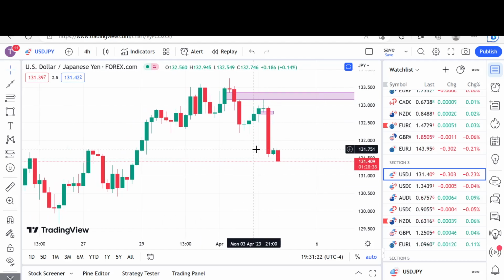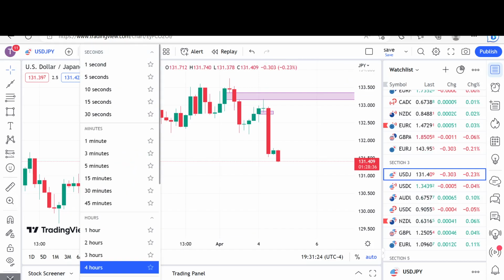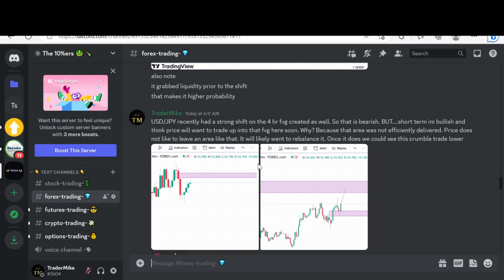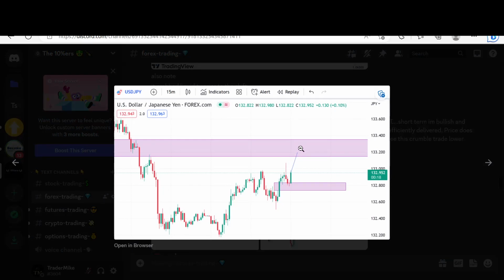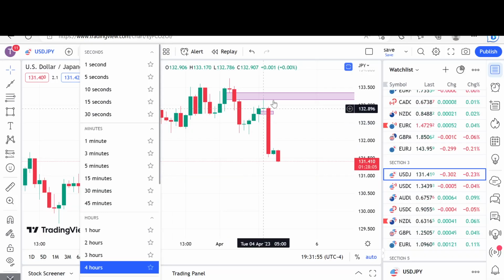So that is why I posted, that's why I said this morning, short term, I'm bullish. And I think price will want to trade up into that fair value gap here soon. Okay. And that's where I indicated with this picture. See that? Where I indicated I think it's going to pop up into that. That was our imbalance, that 4-hour bearish imbalance, our draw on liquidity. And we tapped into this right here. You look at that. That is our 15-minute bullish imbalance, right?